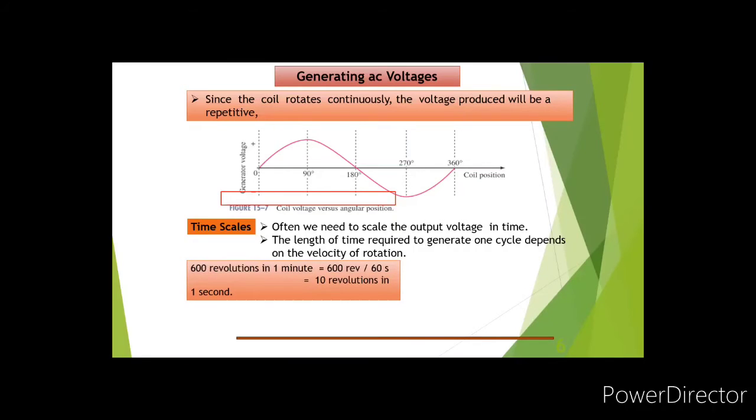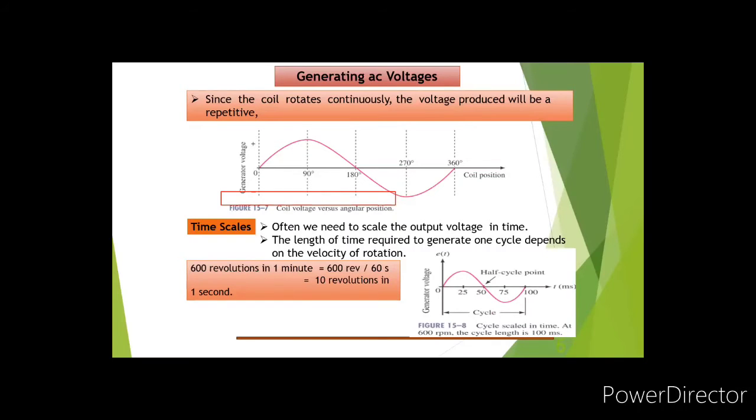600 revolutions in 1 minute, therefore 10 revolutions in 1 second. This is the time for 1 revolution.